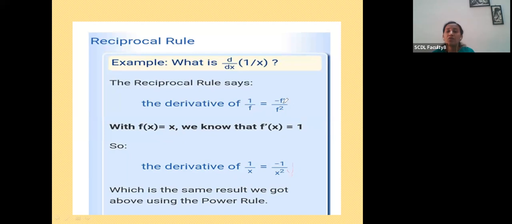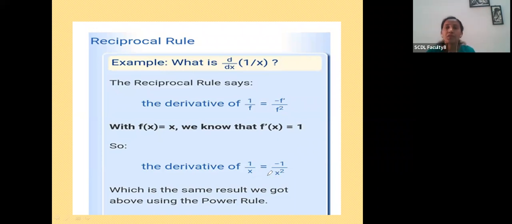So minus f dash means minus the derivative of x, which is nothing but 1. So we write here minus 1, and f square, f is nothing but x, so we just write x square here.